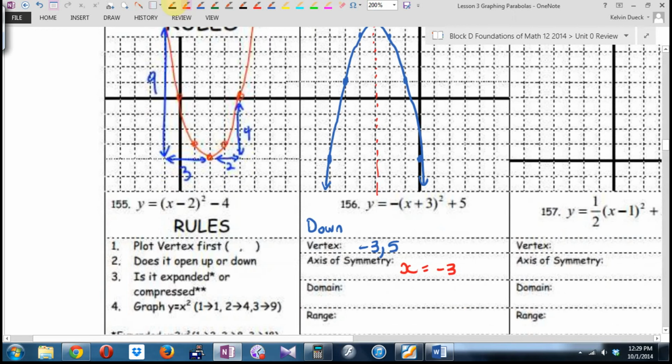You know what? The domain for every parabola is all reals. You can write all reals, but I'm going to use the shortest way possible. Because every single parabola either goes like this or goes like this.